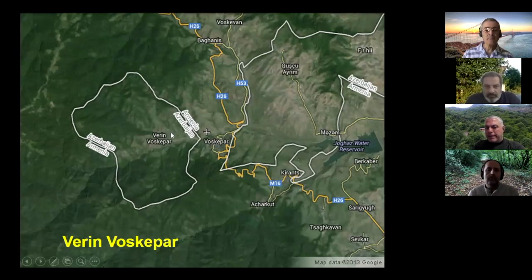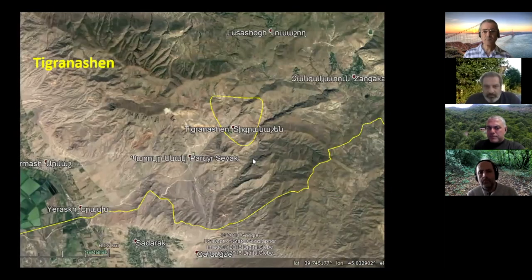Another area is Verin Voskebar. These two are in Tavush, while the last one is called Dikranashan. This is close to the Nakhichevan border. This was an Azerbaijani village managed by the Nakhichevan Autonomous Enclave during the Soviet era, and it was emptied or evacuated in 1992, and it went to Armenian control.